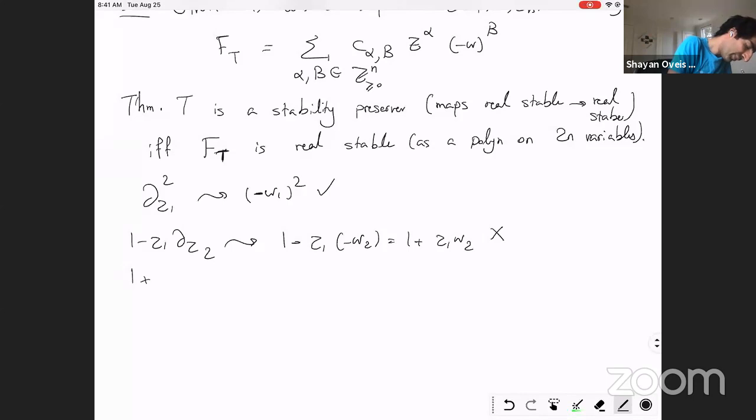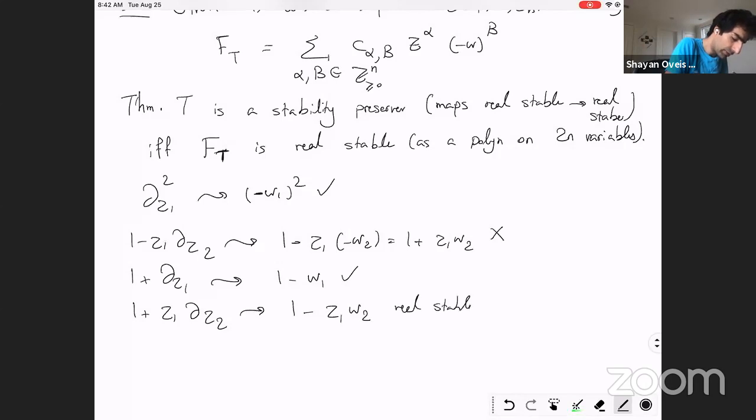Another one is, say, 1 plus partial z1. This maps to 1 minus w1. This one is a stability preserver, and so on. Let me also say one more example. If you look at 1 plus z1 partial z2, then f of this would be 1 minus z1 w2, and this is real stable. So this is a stability preserver. So this plus here matters a lot. If it's a plus, it's okay. If it's a minus, it's not okay.